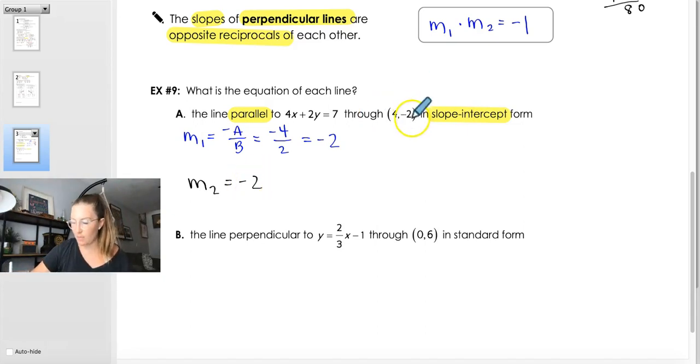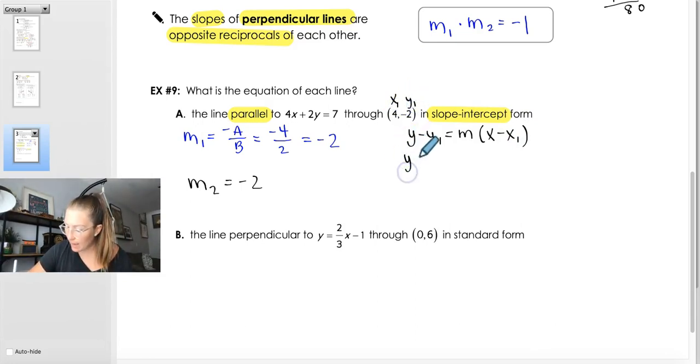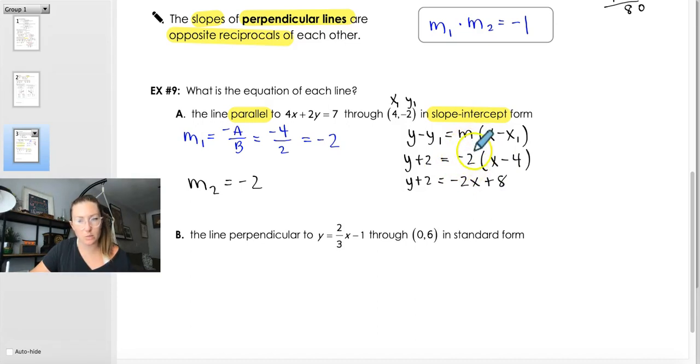Okay, so now I have a slope and I have a point, so we need to put it into point-slope and then simplify it into slope-intercept. So remember, point-slope is y minus y1 equals m times x minus x1. Plugging it in, this is my x1, this is my y1. So I get y minus -2, which gives me a +2, equals my slope, -2, times x minus 4. We distribute. So I get y plus 2 equals -2x plus 8. Make sure when we distribute, you distribute that negative as well.